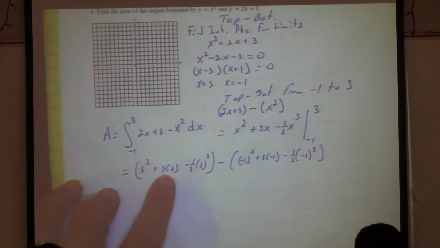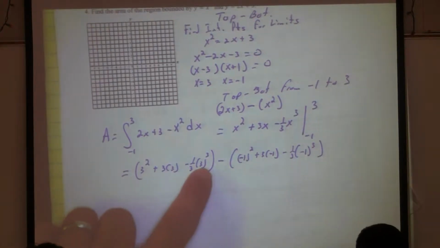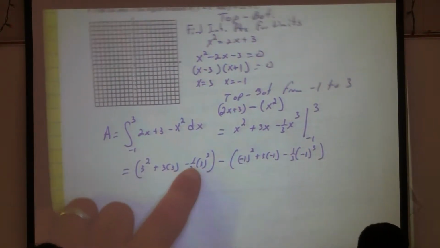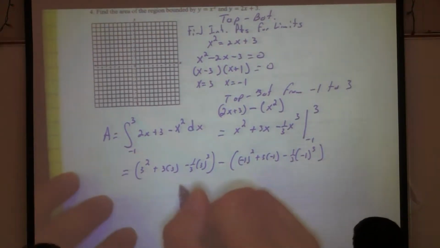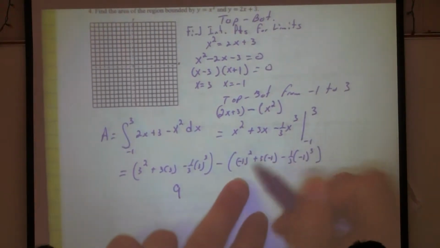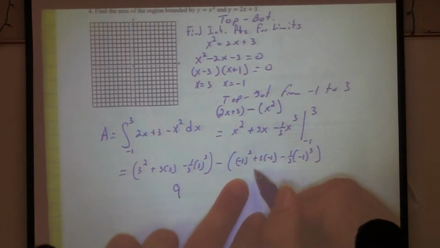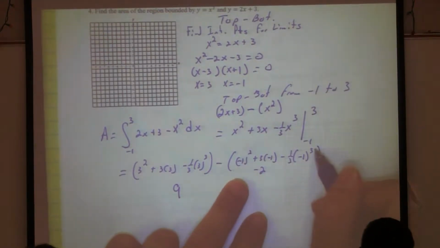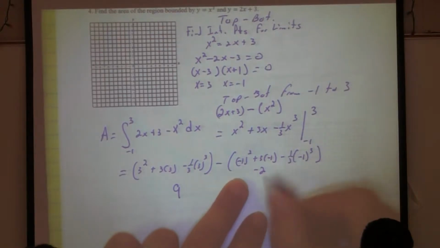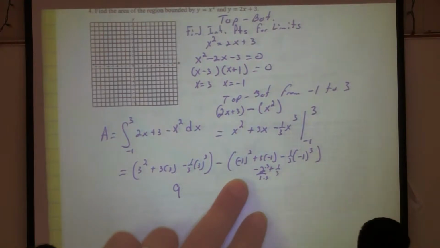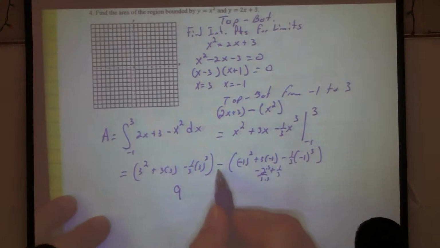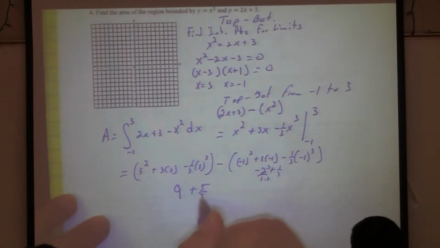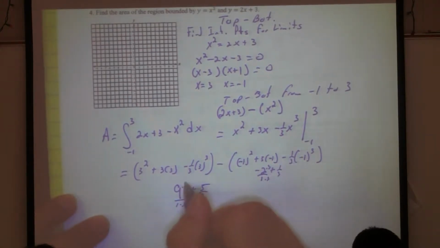3 squared, that's 9. 3 times 3, that's 9. 3 to the third, that's 27. 27 divided by 3? 9. So 9 plus 9 minus 9? 9. Negative 1 squared, that's 1. Plus negative 3, that's negative 2. Negative 1 to the third, that's negative 1 times negative 1/3, that's plus 1/3. Get a common denominator. So that's negative 6 plus 1. Negative 5/3 times the negative, positive 5/3.